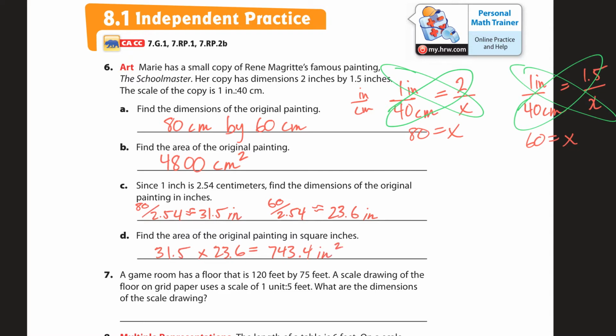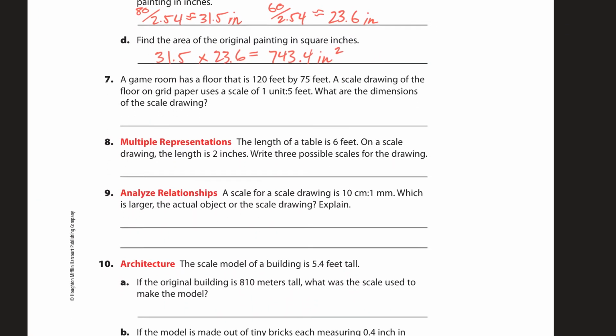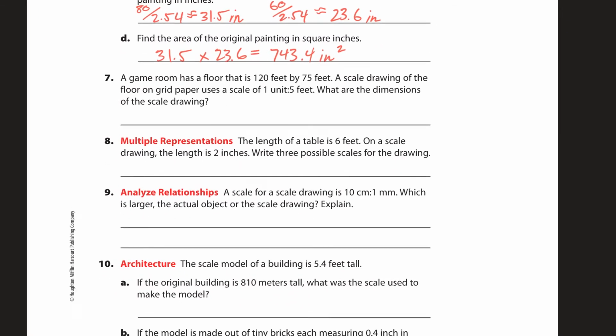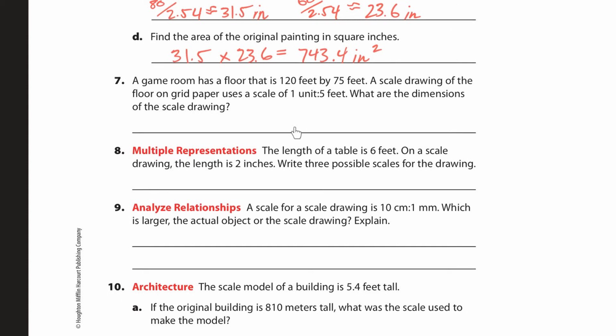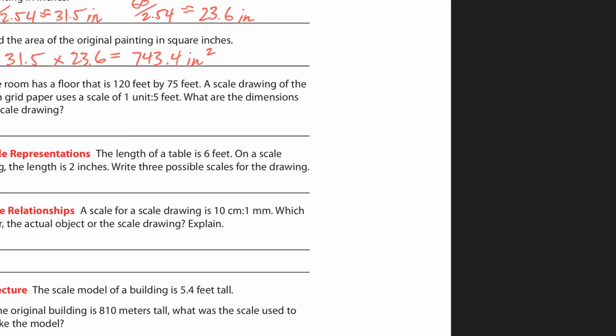Great. Next, a game room has a floor that is 120 feet by 75 feet, and a scale drawing of the floor on grid paper uses a scale of 1 unit is 5 feet. What are the dimensions of the scale drawing? So what I would do is I'll move over to the side here and use that scale. So I have 1 unit is 5 feet. So one of them is 120 feet.